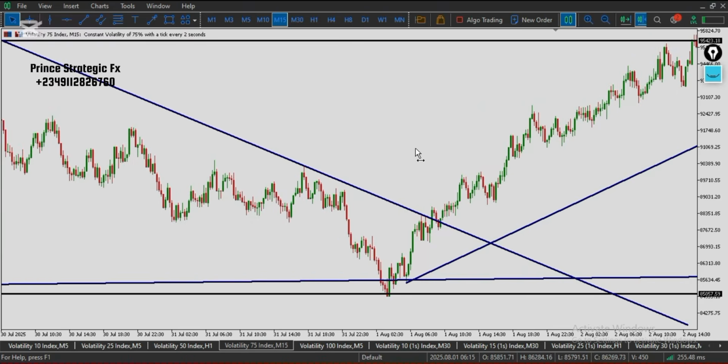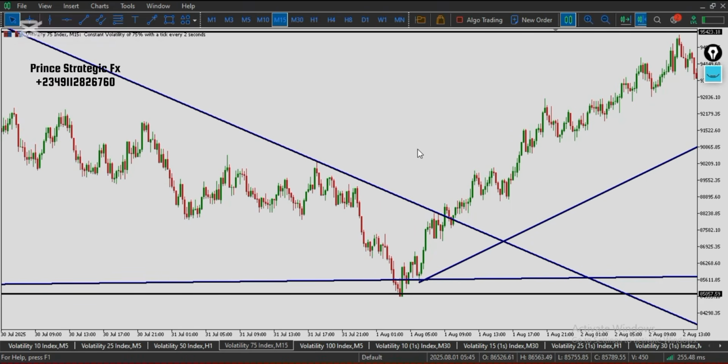Rather, I will use a very simple and well organized tool they call Fibonacci. You understand? I'll use a very simple tool but yet very, very active. Now it is called Fibonacci, right?